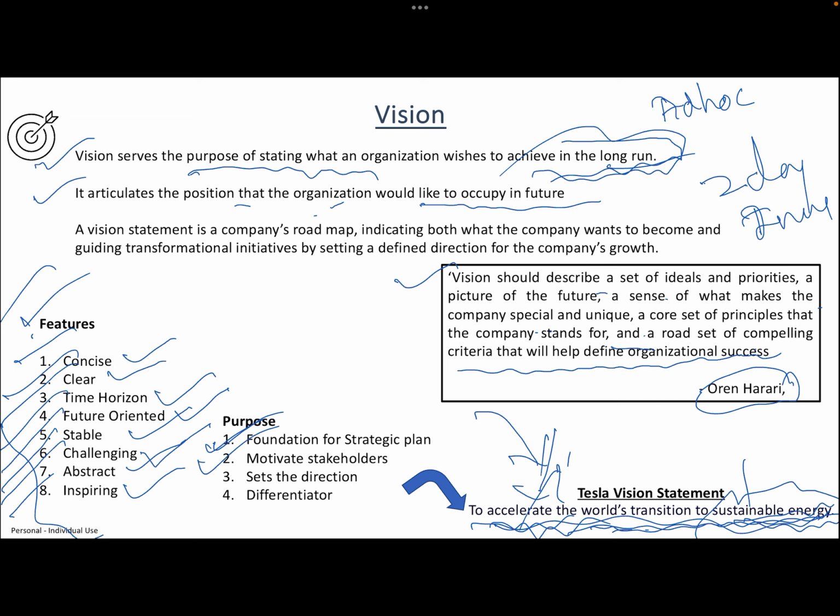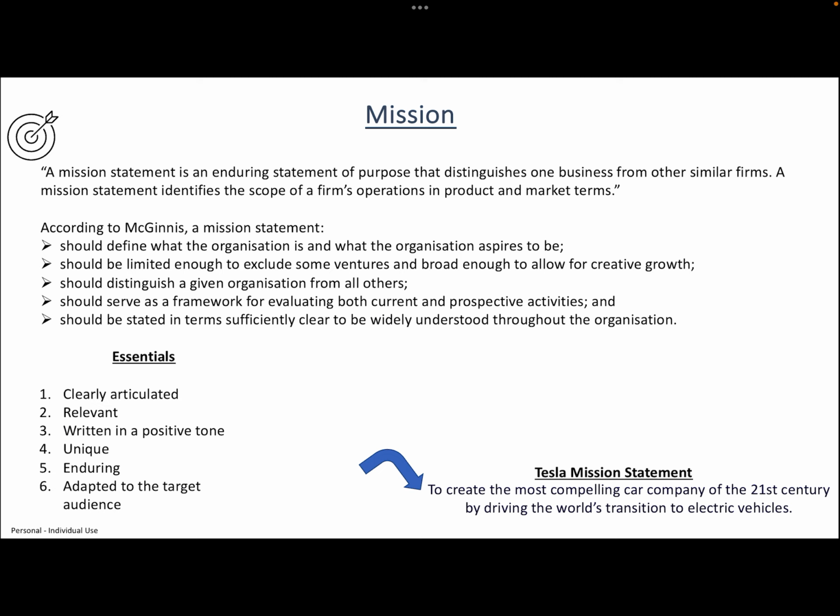A vision statement will motivate the stakeholders to take more actions. It sets the direction for the company, and it also acts as a differentiator from one company to another. This is all about vision. Let's see the mission statement.